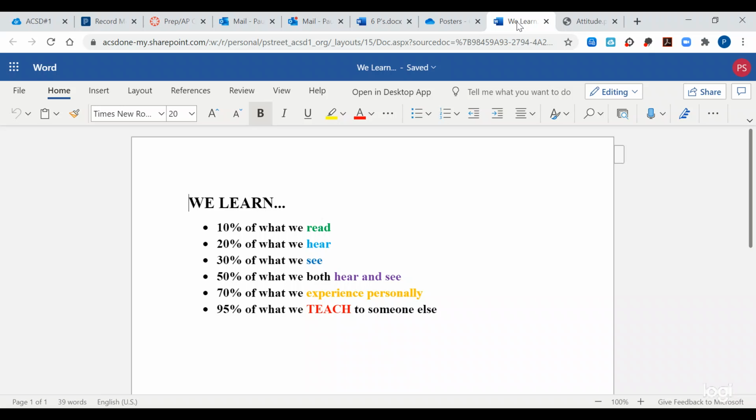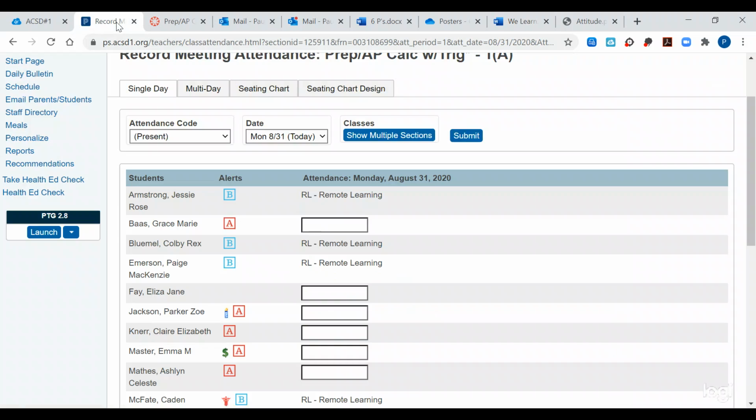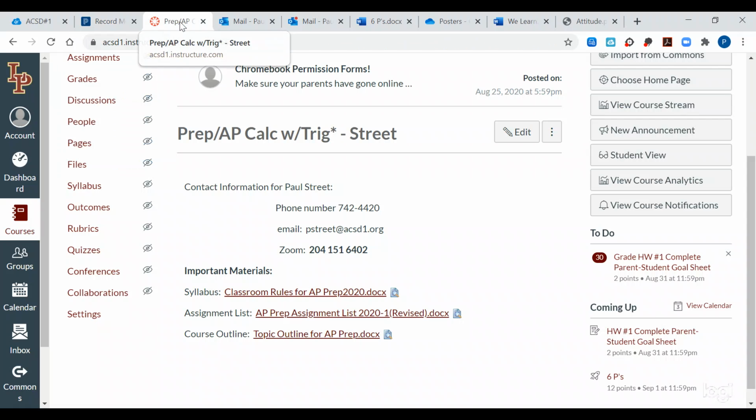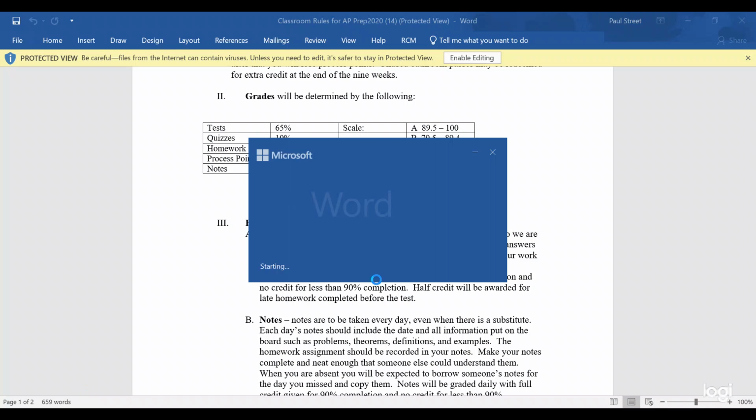Okay, let's see. What else? Let me pull up this document again. We still have it there. I think I might have to go back. I think I've lost this. Let me pull it back up here. Make sure that I have talked about what I need to talk about.